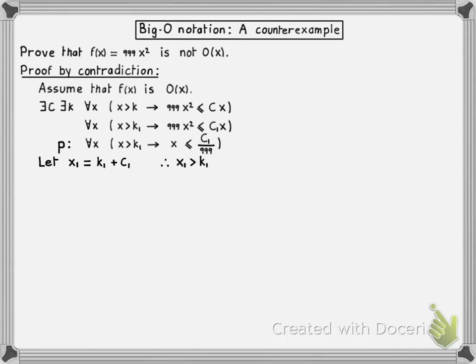Well, we can infer that x1 is greater than K1. Now remember, C1 is a positive integer, so when you add a positive integer to K1, you get something that's larger than K1. And similarly, for the same reason, because K1 is positive, x1 is larger than C1. Now notice we want x1 to be greater than this constant, not just C1. But that's pretty easy, because C1 divided by 999 is definitely strictly less than C1. So in conclusion, we prove that if x1 is defined as it is here, x1 must be greater than K1, and x1 must be greater than this constant that appears here in the proposition.